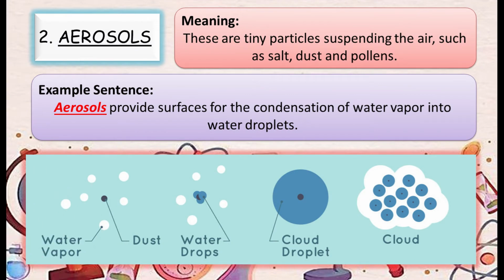The second word, aerosols. These are tiny particles suspended in the air such as salt, dust, and pollens. Example sentence: aerosols provide surfaces for the condensation of water vapor into water droplets.